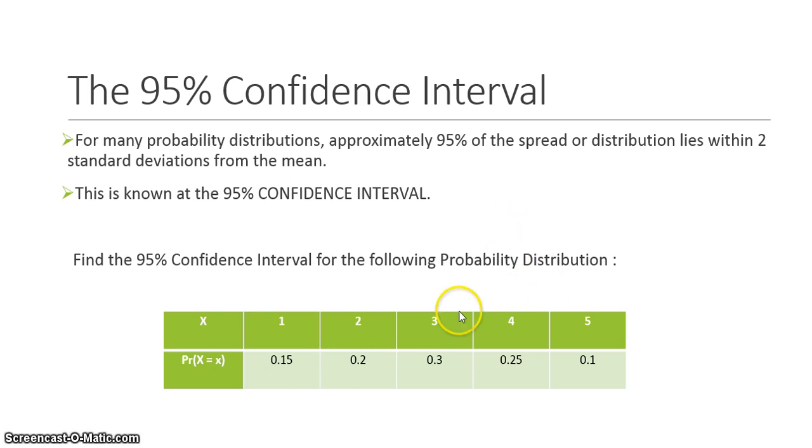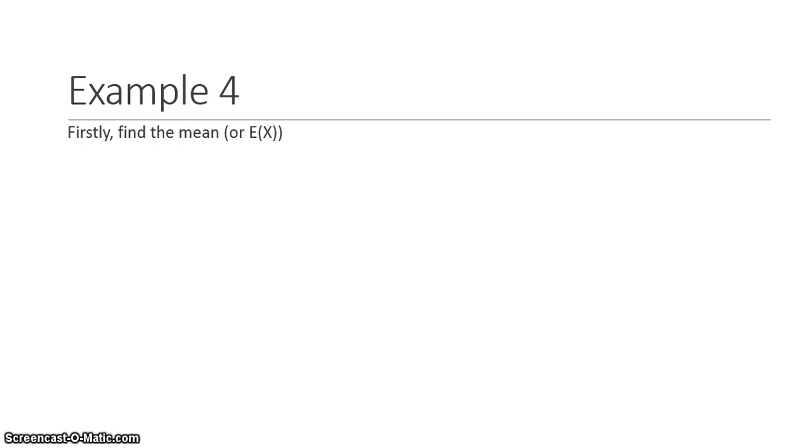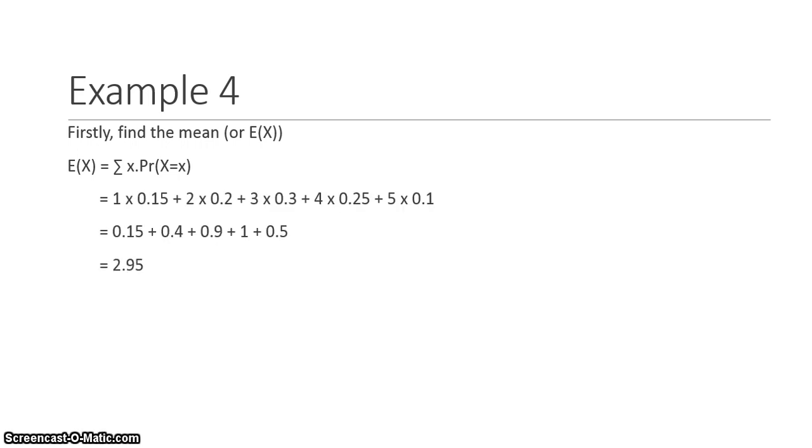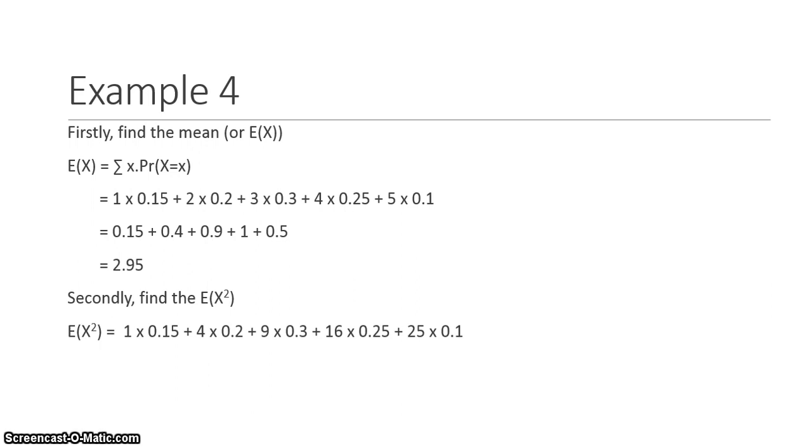We're going to look at this example and find the 95% confidence interval for the following probability distribution. Firstly, we have to find the mean of the distribution to calculate the standard deviation. We know that the mean is equal to the sum of the x values multiplied by their probabilities. When I perform this calculation, I get 2.95. Secondly, I'm going to calculate the expected value of x squared. When I square all my values of x and multiply them by their probabilities, this is what my calculation looks like. I add them together and I get 10.15.